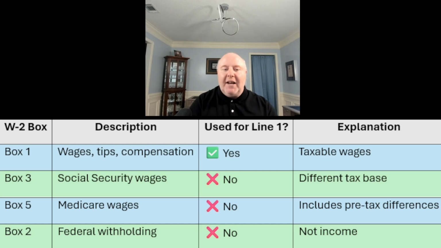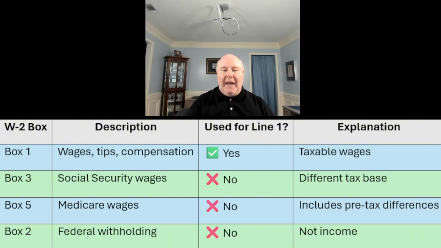Now, box 3, that's used for Social Security wages. So there's a different base that you're dealing with because there's a different threshold and different things go inside there. Then you have your Medicare wages. So that includes pre-tax differences. So that's a little bit different. That's box 5. Box 5 is oftentimes higher than box 1 or box 3. So don't just go say, oh, box 5, everything's taxable.